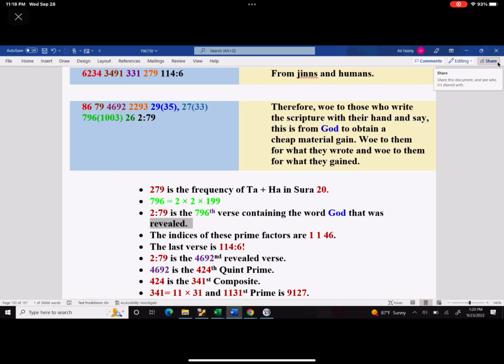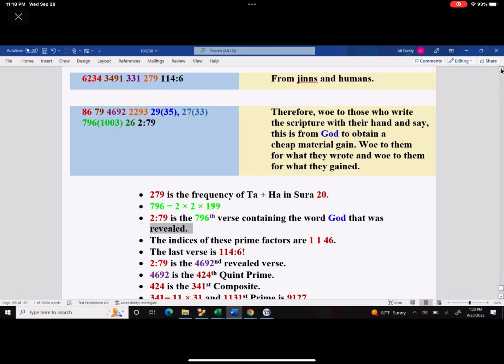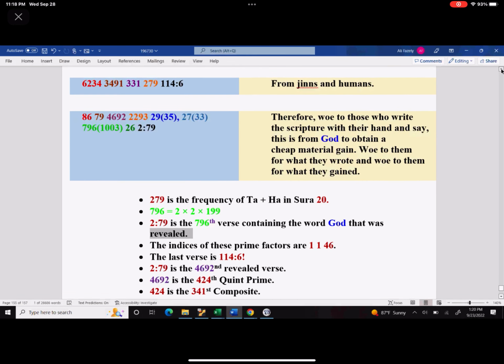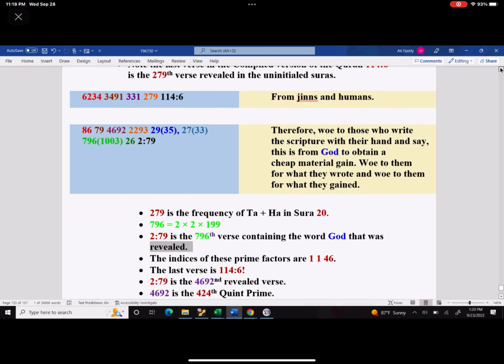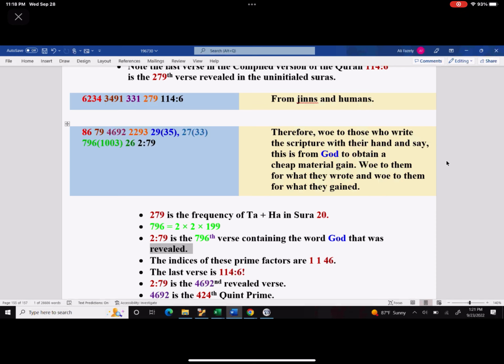The warning is very clear, that what we are facing is the whispers of these humans here in this case. Okay? From jinns and humans. So we have to pay attention to these things. And as I said, these are huge signs that God is sending us.